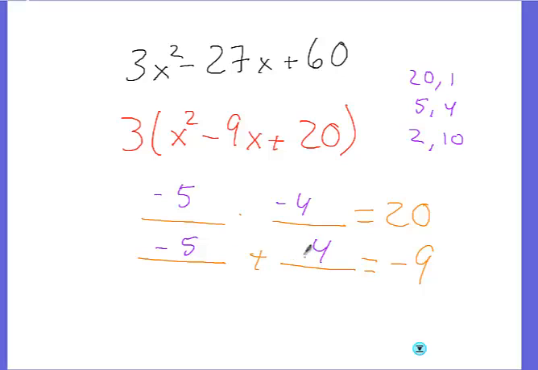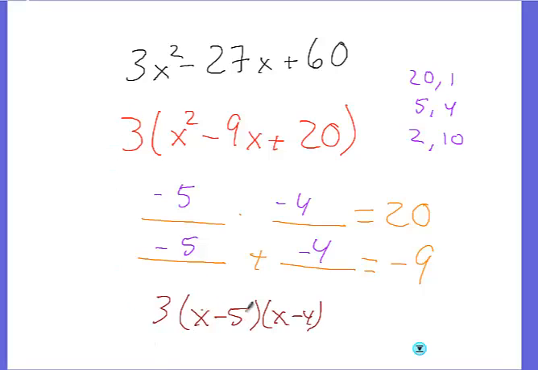So if we make them both negative, it's true. Negative 5 times negative 4 is 20. Negative 5 plus negative 4 is negative 9. All right. So when you write your final answer, it's going to be x minus 5 times x minus 4. But if you remember, we pulled out the 3 in the beginning, so you still must also write the 3 at the end.